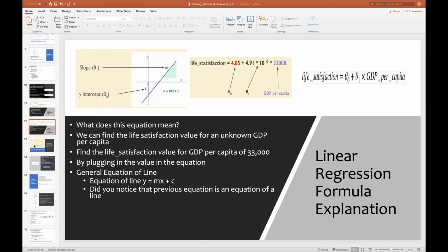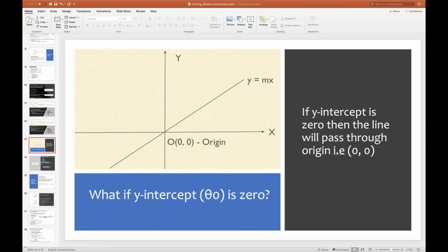Okay, so now if you ask me a question, Amar, you said something about the y-intercept, which is theta of 0. What happens if my y-intercept is 0? Basically, every time we start assigning the values, we start from 0. You always have to start from the origin. What happens if theta of 0 is 0? If the y-intercept is 0, then the line will pass through the origin (0, 0), with x on your x-axis and y on your y-axis. So y equals mx will pass through 0 if theta of 0 equals 0.